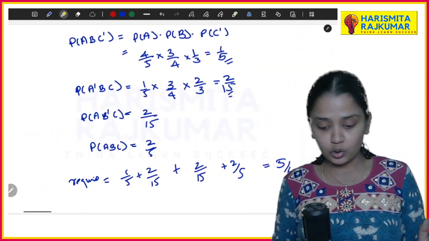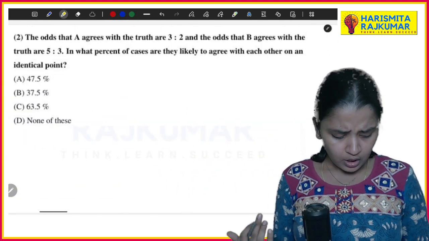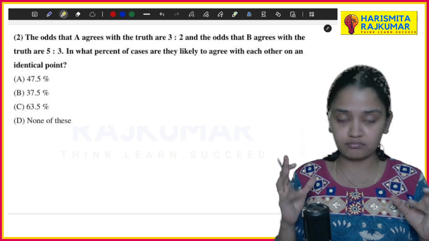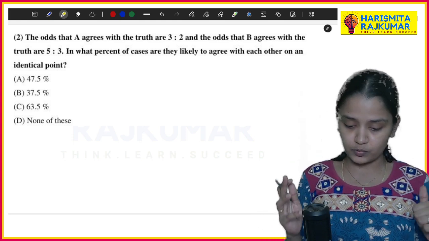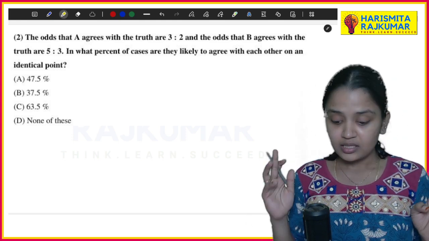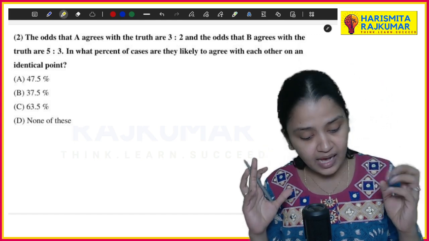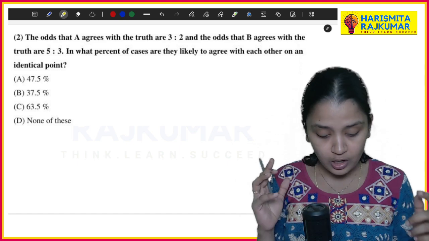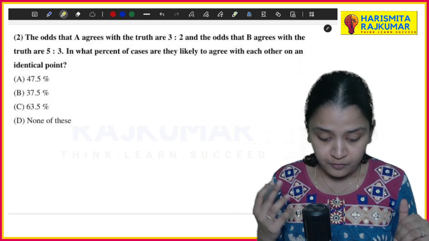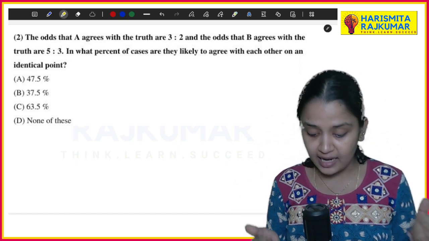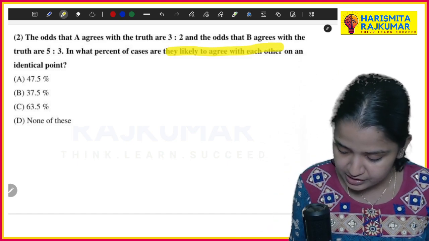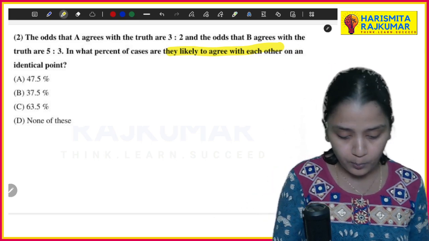Now let's quickly go to the next question. The odds that A agrees with truth are 3:2. The odds that B agrees with truth are 5:3. Find the percentage of cases that are likely to agree with each other on identical points.